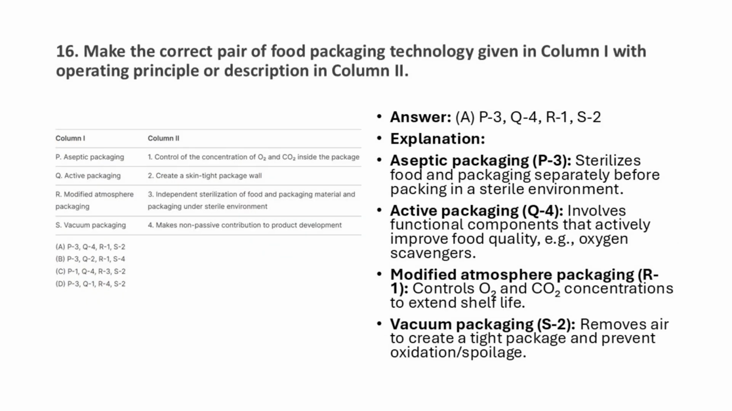Question number 16 is also a match the following. Aseptic packaging sterilizes food and packaging separately before packing in a sterile environment. And active packaging involves functional components that actively improve food quality, e.g., oxygen scavengers. While modified atmosphere packaging controls O2 and CO2 concentrations to extend shelf life. Vacuum packaging removes air to create a tight package and prevent oxidation spoilage.